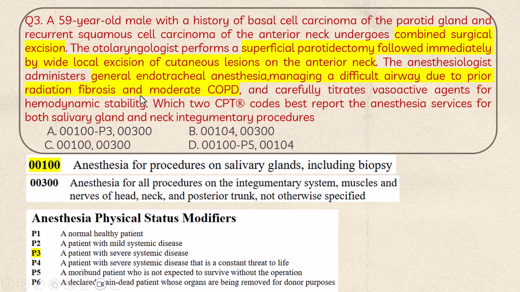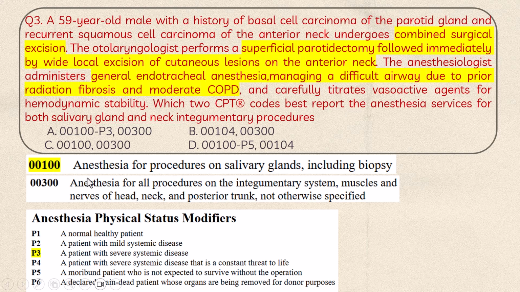Second case is anesthesia for all procedures on the integumentary system, muscles and nerves of head, neck and posterior trunk, not otherwise specified. So 300 is the surgical procedure done in the neck. Here you can see local excision of cutaneous lesion on the anterior neck. So both codes are suitable.